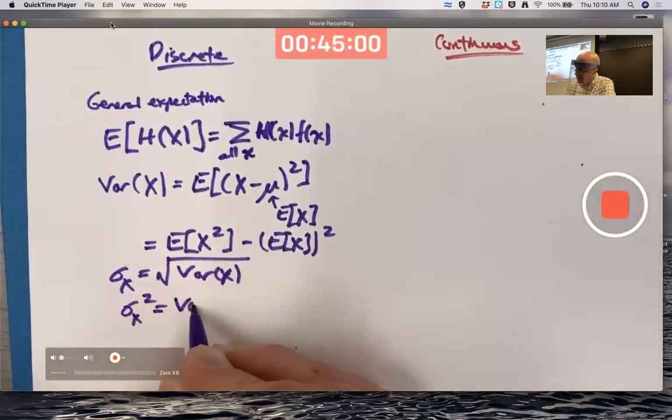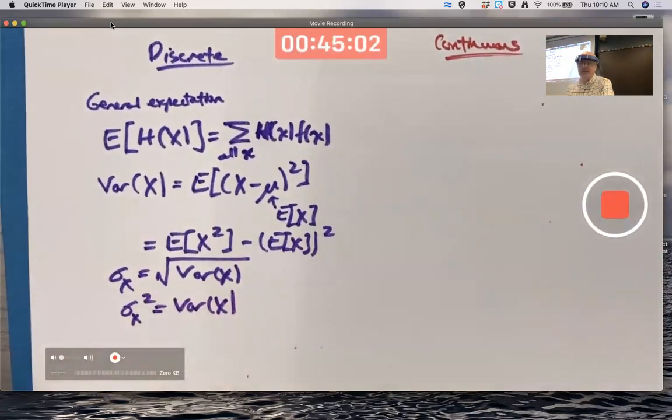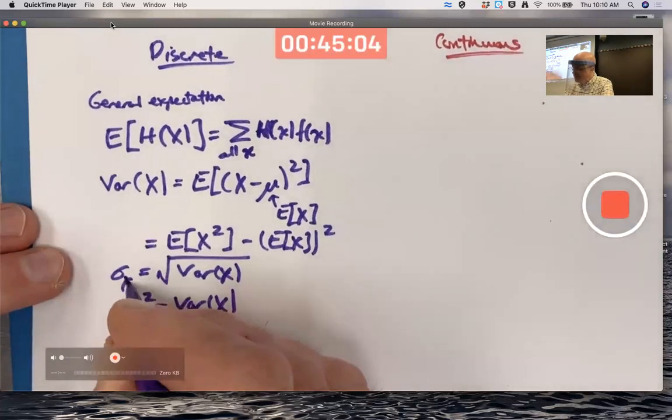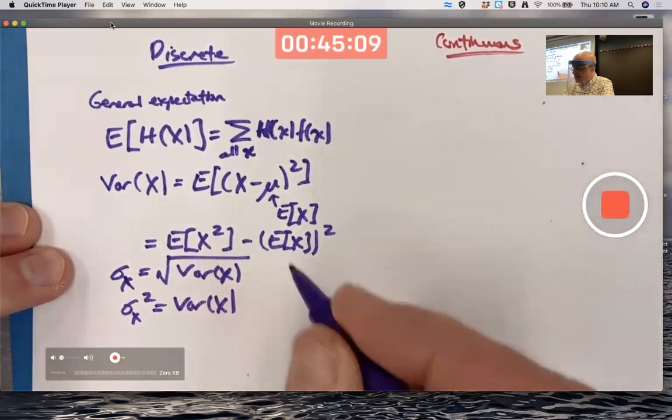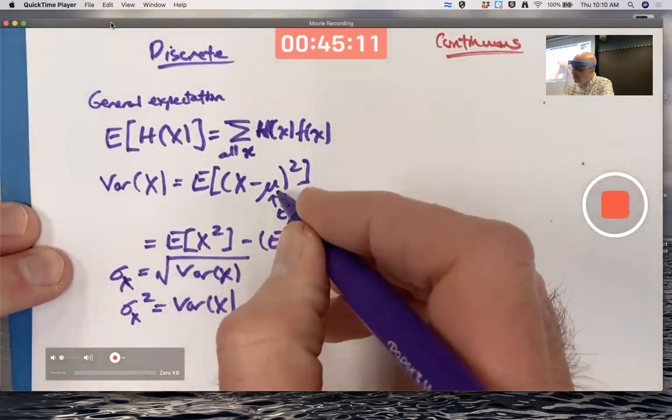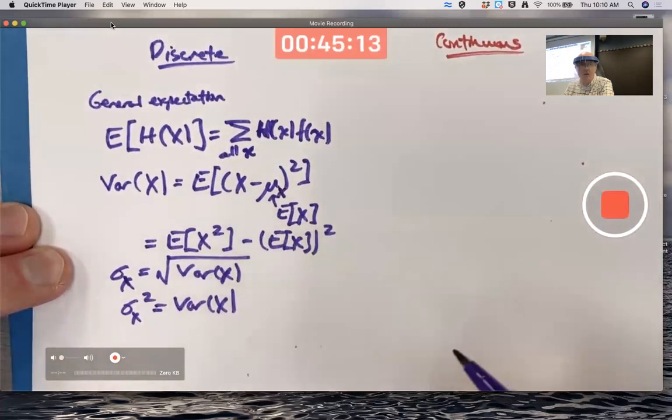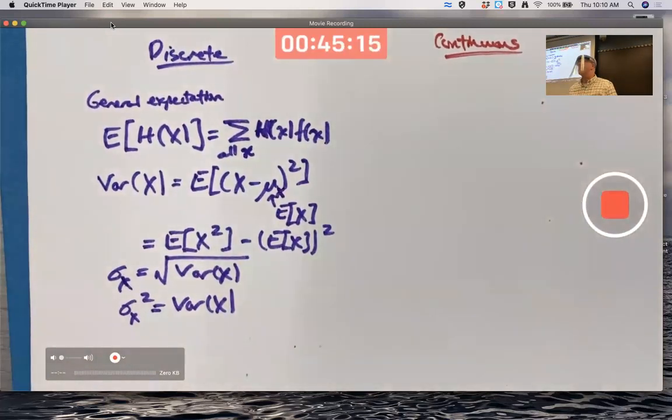We call the standard deviation sigma, and that means we could also call the variance sigma squared. That is another symbol for the variance. I'm putting x as a subscript to emphasize that it's the standard deviation and variance of x. I guess I could have put a subscript on the mu as well. You don't always bother with the subscripts.